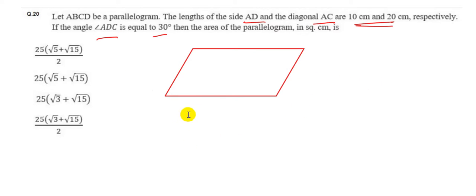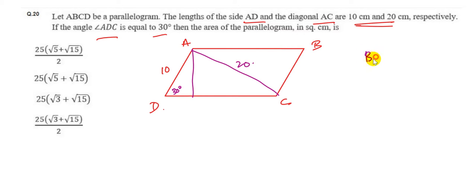So ABCD is my parallelogram, and it is given side AD is 10 and the diagonal AC is 20 and angle ADC is 30 degrees. So the height we need, so the area of the parallelogram will be base into height.